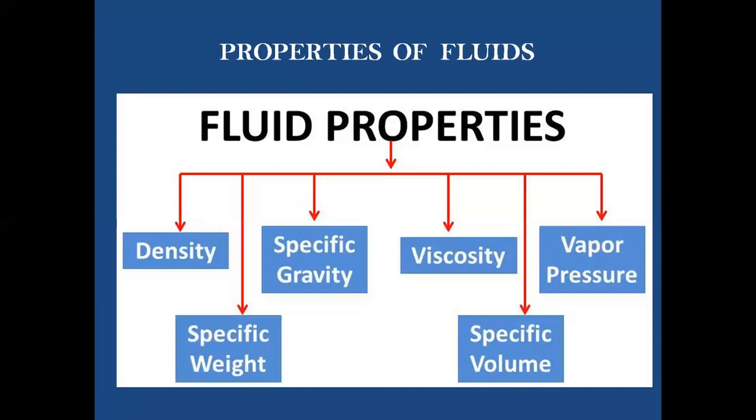Then vapor pressure. A fluid, when you're going for a liquid, when it is attaining some temperature, there's a chance of getting into the vapor state. So the change of phase takes place when a certain temperature is reached. So that temperature is calculated, and then accordingly the fluid is used for power production.